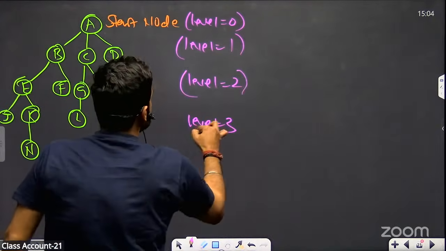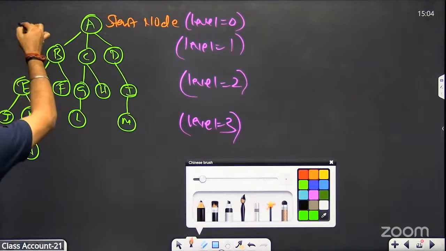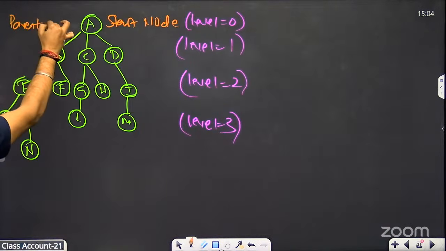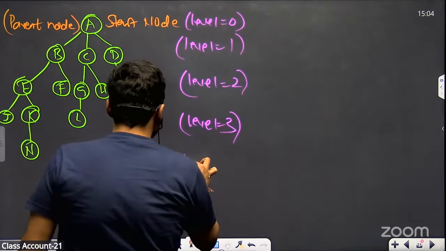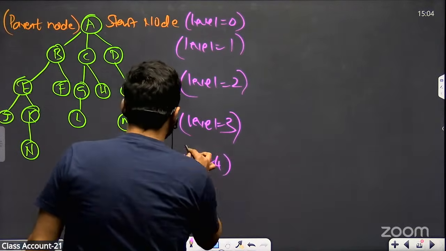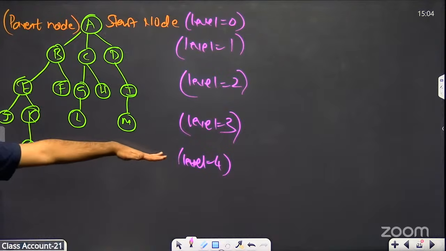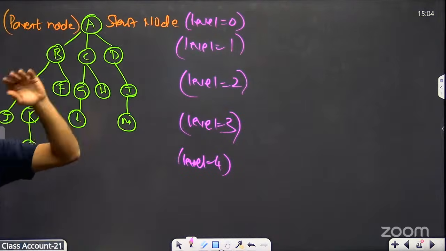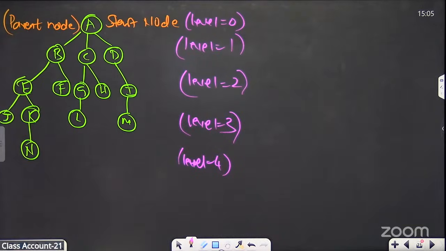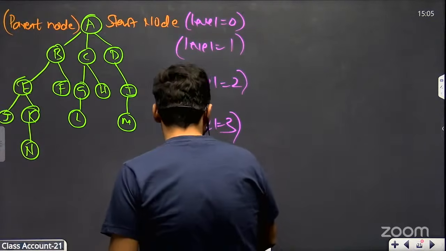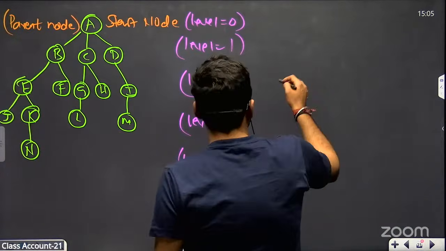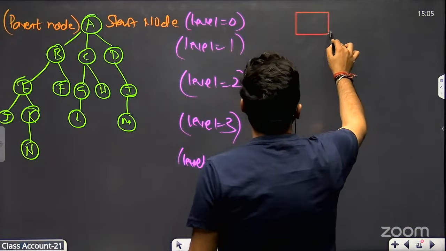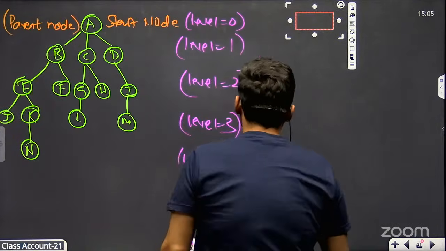Okay, तो इसको हम start node भी कहते हैं और हम इसको parent node भी बोलते हैं. And we have here a level 4. Okay, so a total of 4 levels exist. ठीक है, चलिए. अब now how BFS algorithm works, very simple. BFS algorithm maintains queues, as I told you, and it operates on the FIFO rule, first in first out rule.